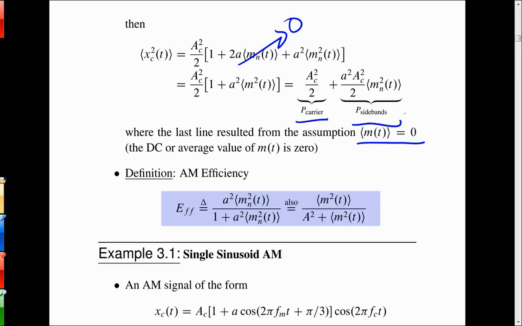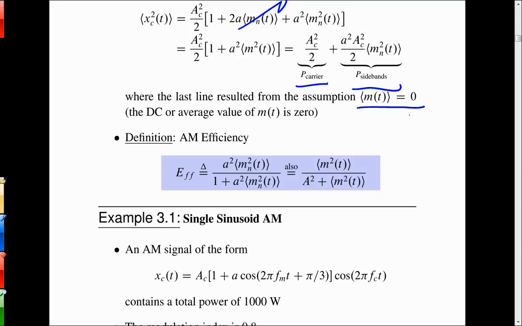Okay. So from an information transmission standpoint, the sidebands is what we care about. That's where our message lies. The carrier power has been added in here to make the receiver, a non-coherent receiver, work. So the efficiency of AM is defined as the power in the sidebands over the total power. And that's this formula right here.